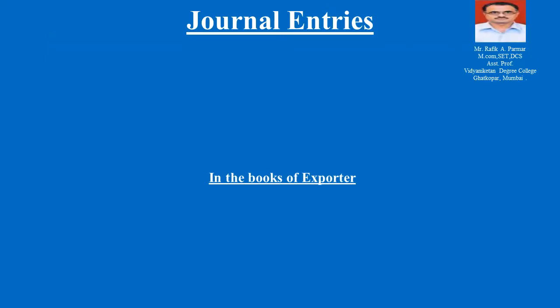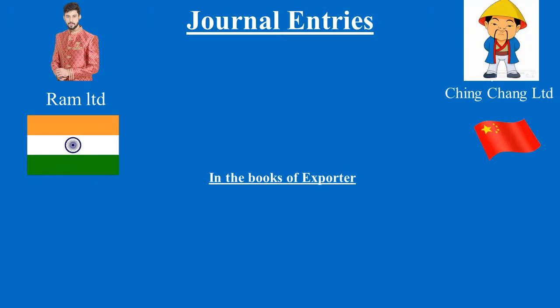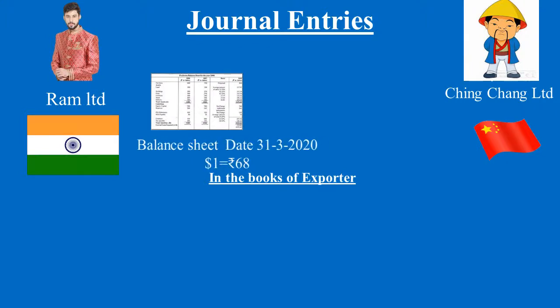Now we will see when there is loss on valuation as on balance sheet date. The same two parties are Ram Limited and Qingchang Limited. Now as on balance sheet date, that is as on 31st March 2020, $1 is equal to rupees 68, and at the time of export the rate of dollar was 70. That means there is a reduction of rupees 2. That means my debtor is reduced by 2 rupees.